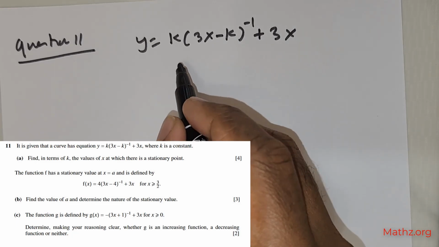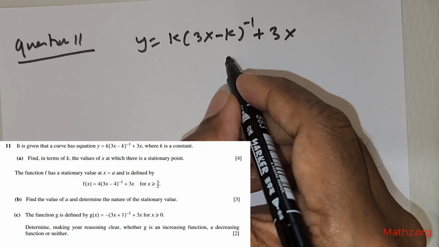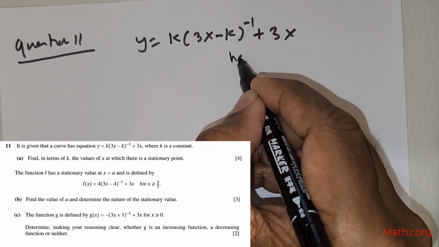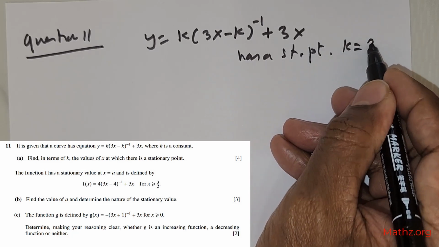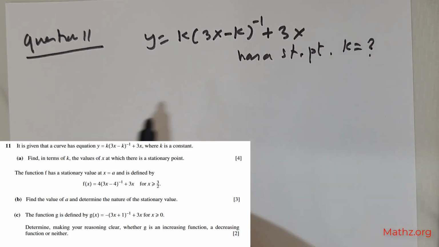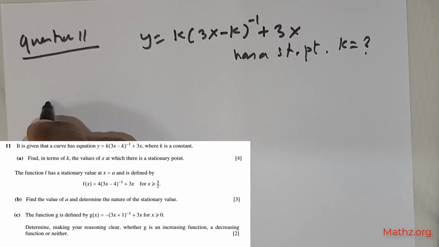So this is question 11. We are given this equation of the curve, and we have also been given that the curve has a stationary point, and we are required to find the value of k. So this is the first part of the question, so I'm going to give you the solution.